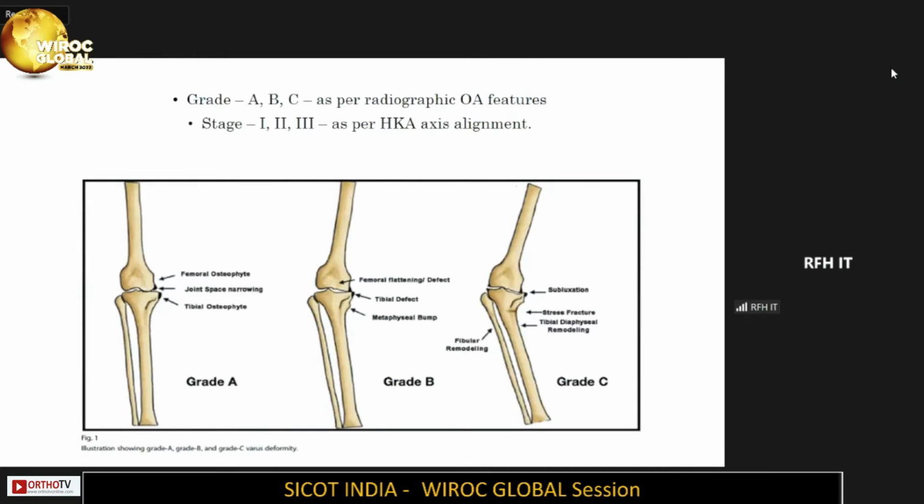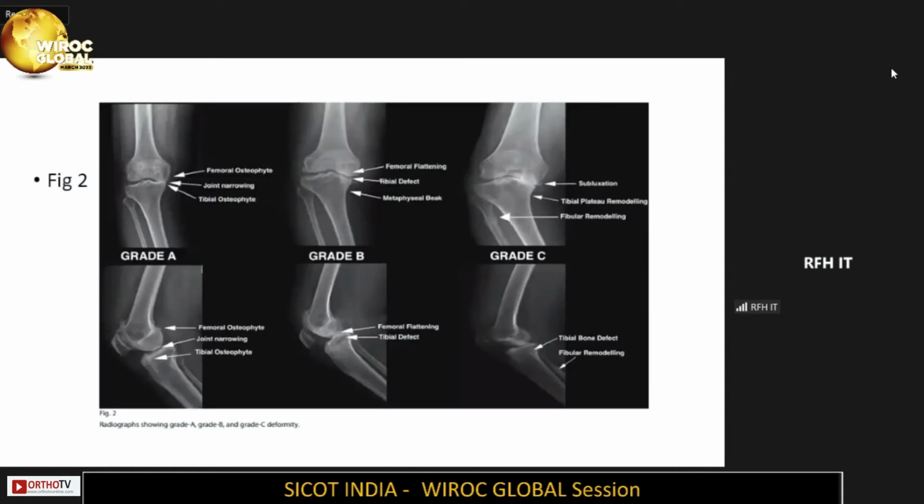According to this figure, we classified this into three grades: grade A, grade B, and grade C. Grade A had the following radiographic features: joint space narrowing, tibial osteophyte, and femoral osteophyte. Grade B had, along with grade A, metaphyseal bump, tibial defect, and femoral flattening or femoral defect. And grade C, along with grade A and B, had subluxation, stress fractures, tibial diaphyseal remodeling, and fibular remodeling. So these are the radiographic pictures which show grade A, grade B, and grade C.